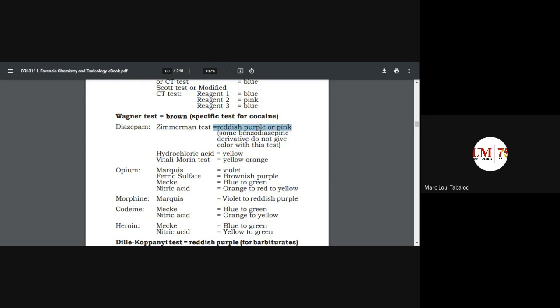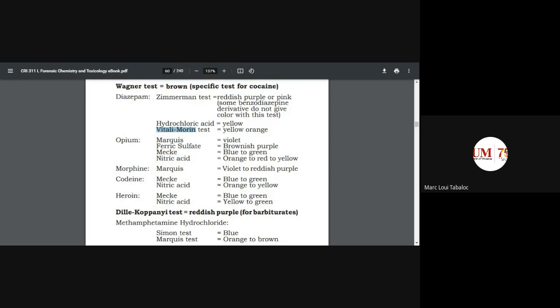Okay? If it is the hydrochloric test and our goal is to find out if there is diazepam content, it will turn the specimen color into yellow, a bright yellow or yellow-orange, for the Vitali-Morin test. If you want to know the presence of opium in the specimen and we use the Marquis test, of course with the Marquis reagent, it would turn the color of the specimen from plain to violet.